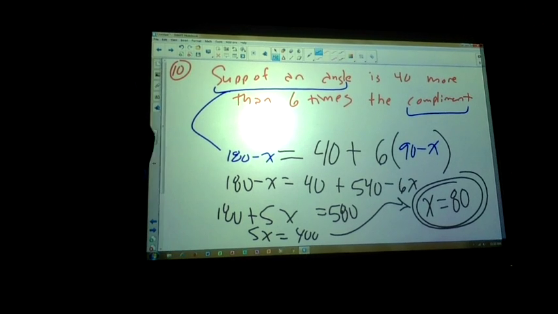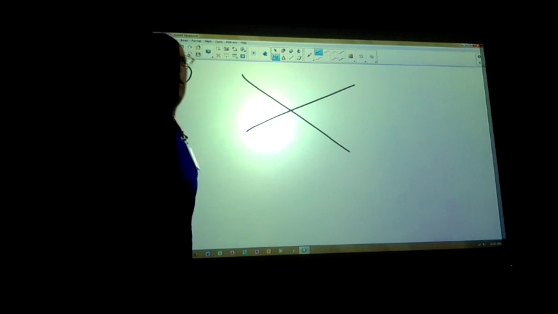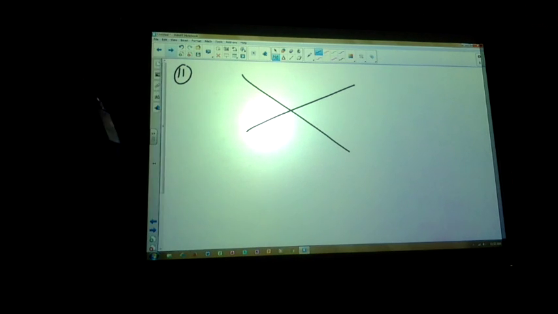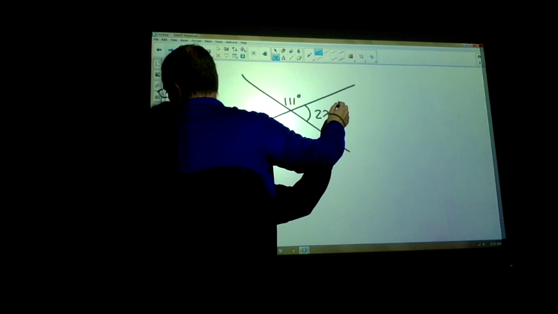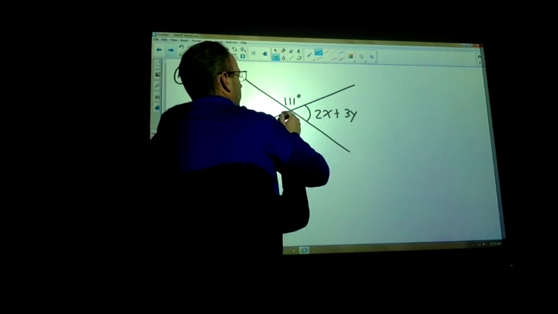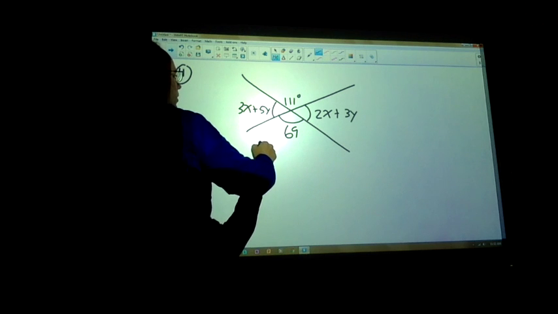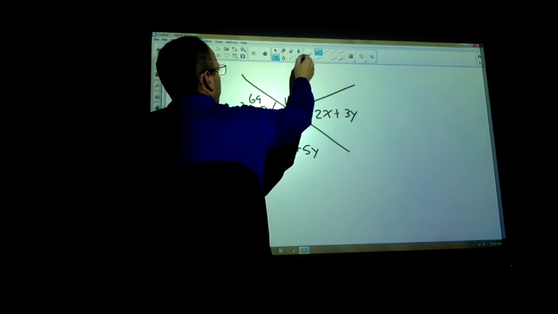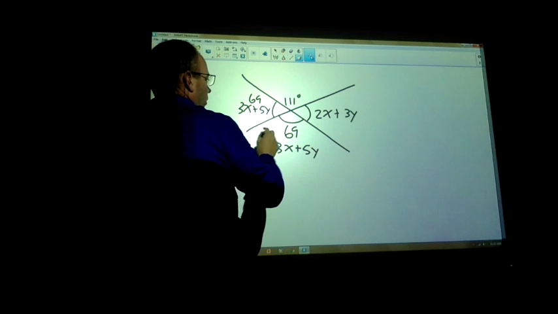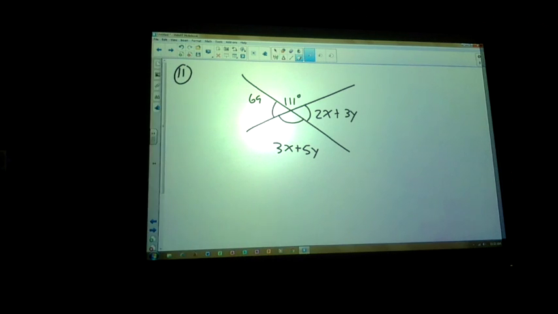All right. Number 11 is all vertical angles, yes? And then the angles next to it were supplementary, a linear pair, so we got 111. And then what's this one over here? 2x plus 3y. What's down here? 3x plus 5y. No, it's flipped. 3x plus 5y is on the bottom, and 69 is where 3x plus 5y is. Okay, so that's gone, right? Yeah. Are we good?